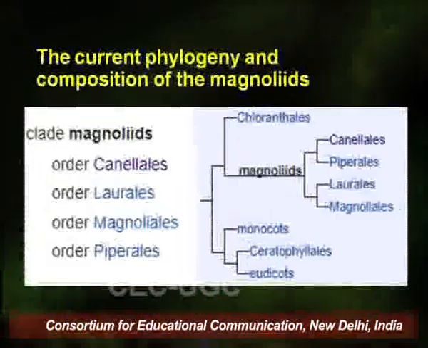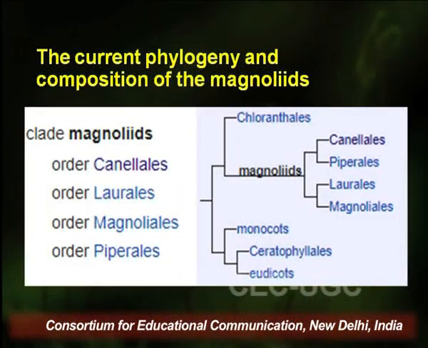So, this slide shows the current phylogeny and composition of magnolids. In this, you can very well see the position of magnolids, and the magnolids are further divided into 4 clades, that is Canellales, Piperales, Laurales and Magnoliales.